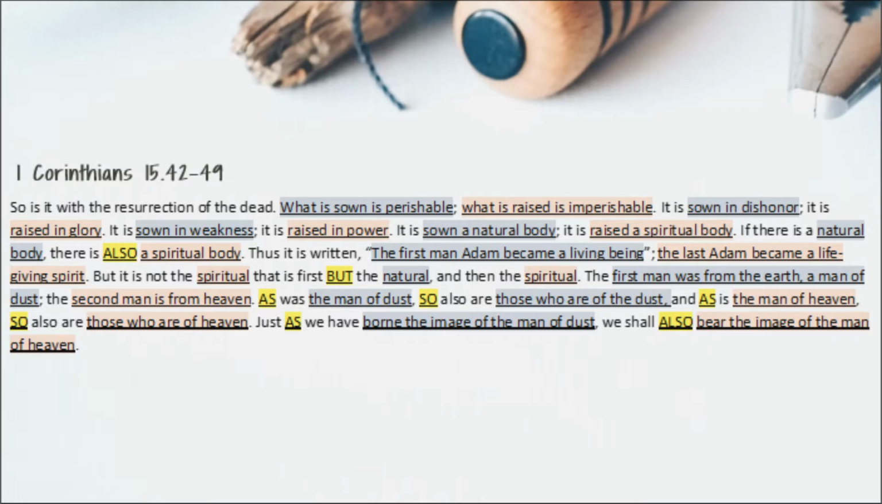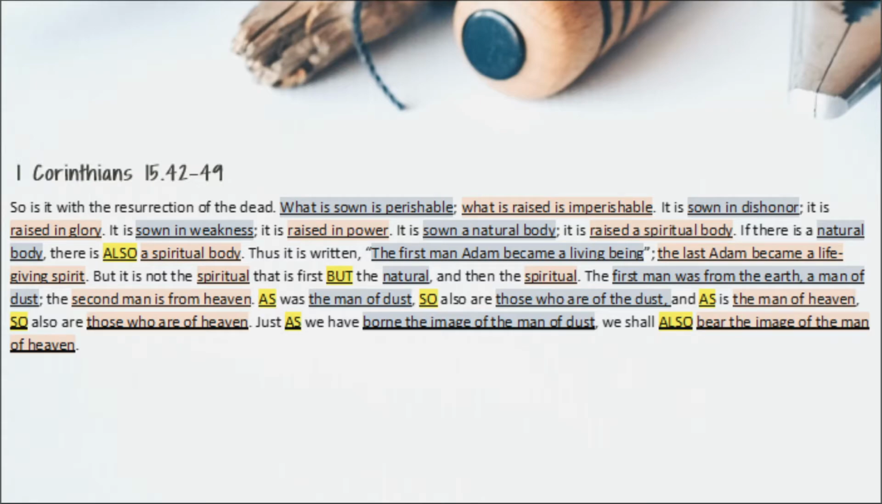Thus it is written, the first man, Adam, became a living being. The last Adam became a life-giving spirit. Last Adam, by the way, Bible students, is a title for Jesus, right? So whenever you see last Adam, don't let that freak you out. Just talking about Jesus, okay? So Adam became a dude, right? Just a guy. But Jesus became a life-giving spirit.